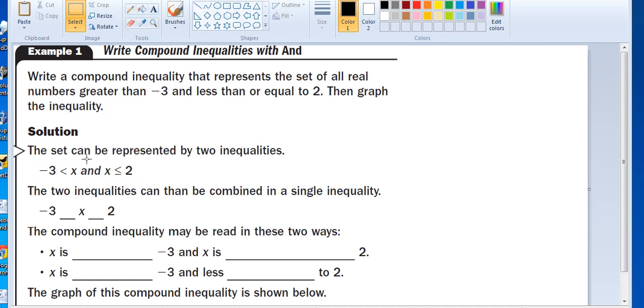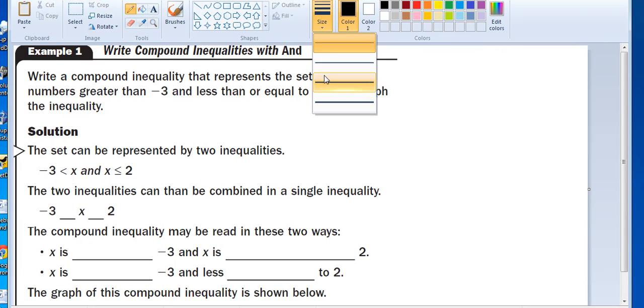What example 1 says is write a compound inequality that represents the set of all real numbers greater than -3 and less than or equal to 2. Then we're going to graph it. How we're going to graph this is on a number line. So there's really two ways we can write this. One way you might see it looks like this.